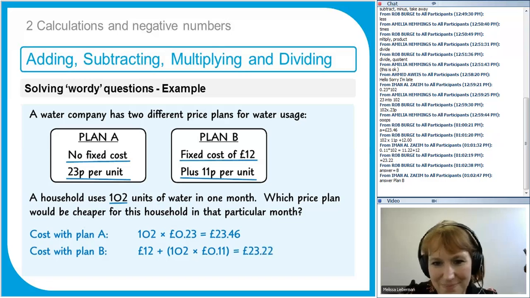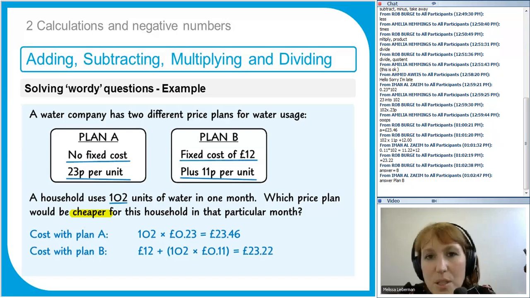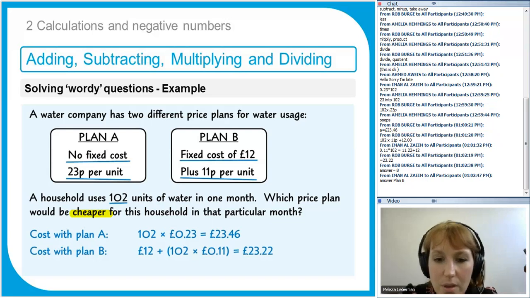So the answer we get is 23.22, and I suppose this is another keyword, we want to know which one is cheaper. And you must put an answer. So if you just put both these figures, although you've done all of the work and the calculations, you haven't written a final conclusion, so you wouldn't get full marks. A question like this would typically be worth about 3 marks. So you have to put a final stage with the answer at the end.